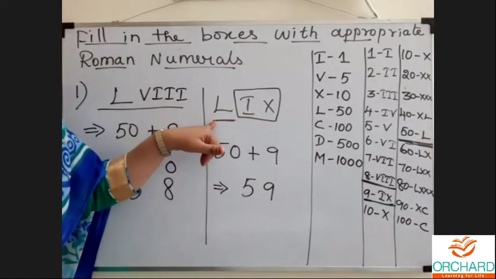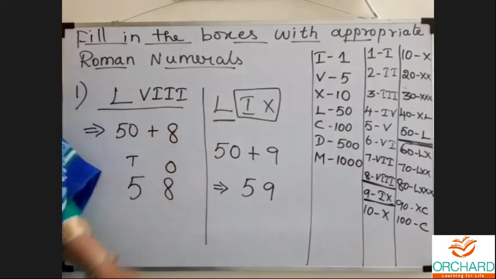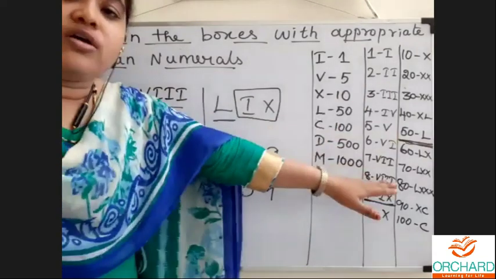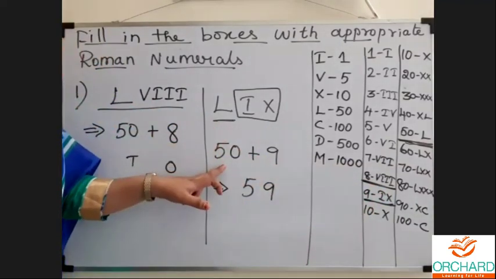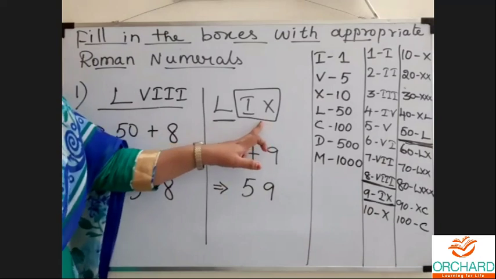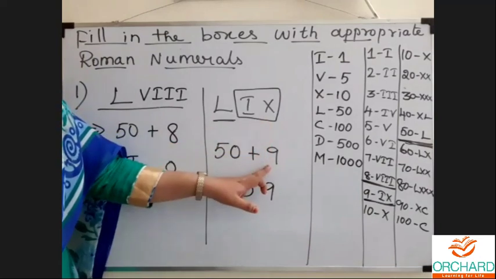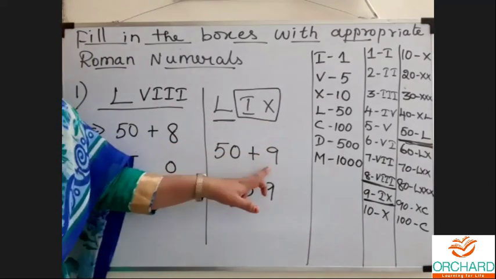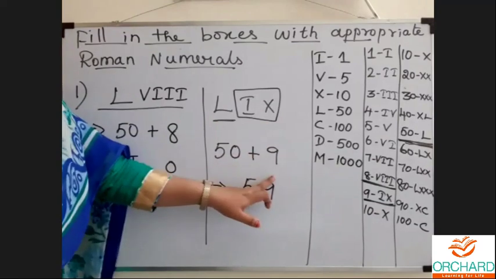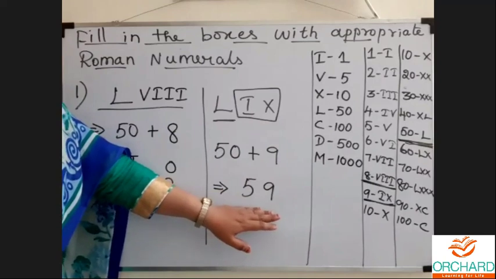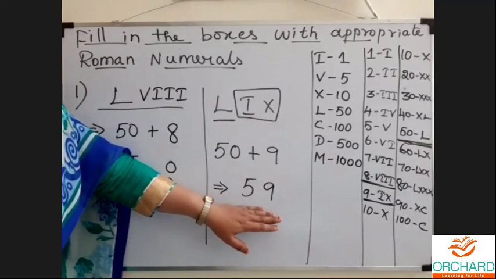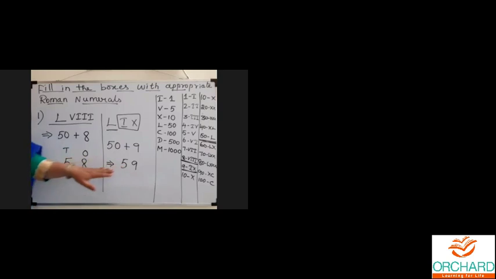Here the letter L stands for 50. Always use your chart and then find out the values. L stands for 50 and the next value IX stands for 9. When we add these two, 50 plus 9, we get 59. Here we are going to find the predecessor of the value 59. What is the predecessor of 59? It is nothing but 58.